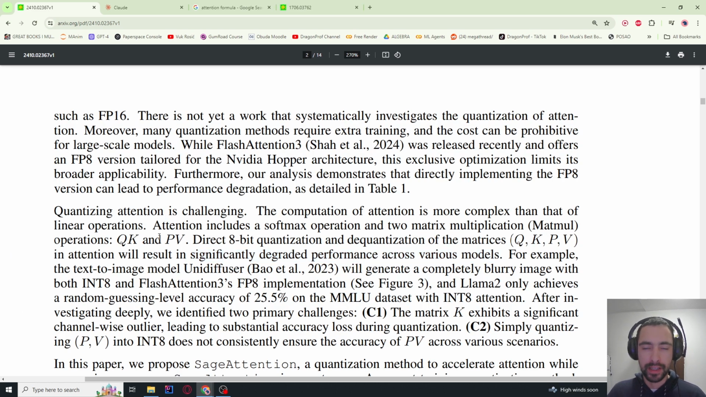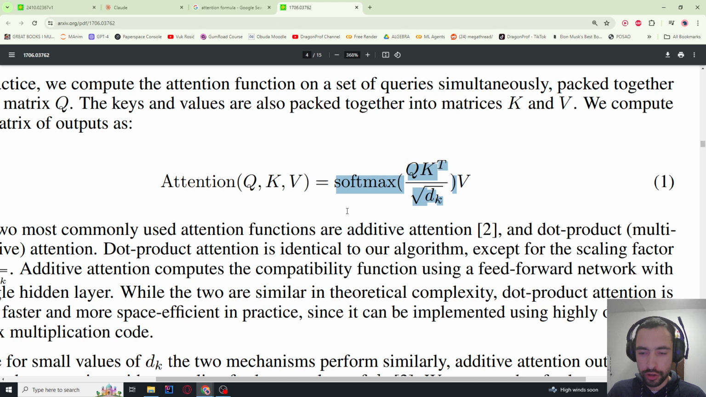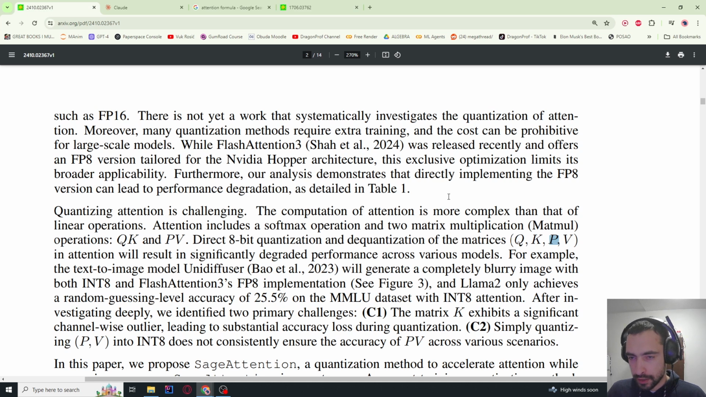Then they say that because attention is a lot more complex mechanism than a linear layer, a linear transformation, just applying the quantization naively to these matrices, the query, key, value and P matrix (if you don't know, P is what you get when you calculate the softmax of all of this stuff), will result in a significant degradation of the performance across various models. So they tested image models and Llama 2, and I believe they also tested more models.